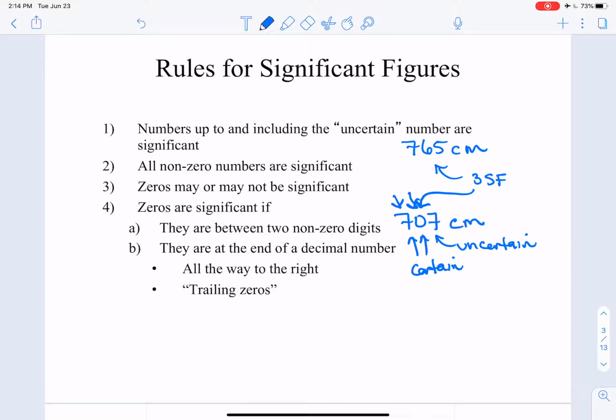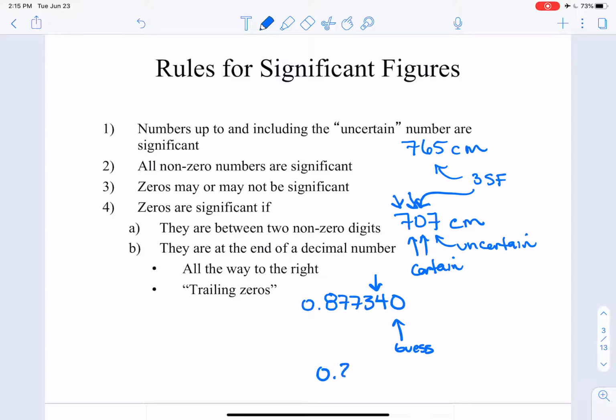And B says if the zeros are at the end of a decimal number, so if they're all the way to the right of a decimal number, they're also called trailing zeros. And what that means is if we had a number like this, with a 0 all the way to the right of our decimal number, that trailing 0 is significant. It gives us certain information. It tells us that we are certain that that 4 right there is a 4 and not a 3 or a 5, but this on the end is our guess.